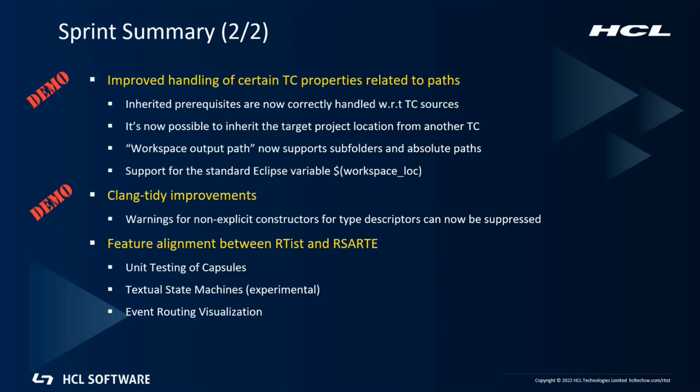And as I mentioned in last sprint demo, we are also working on aligning the feature set between RTist and RCRT. And in this sprint, we have taken 3 features that previously were only in RTist and made them available also in RCRT. This is the unit testing of capsules, the experimental support for text-to state machines, and the event routing visualization. We have demoed all of these in the past, so we will not demo them again now. They work now in the same way in RCRT as they already work in RTist.